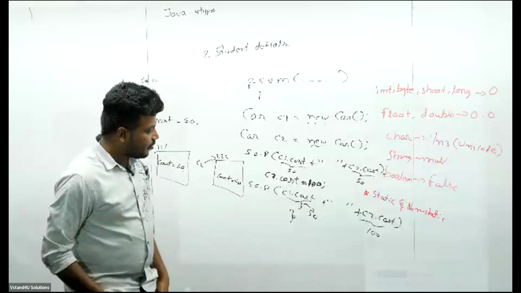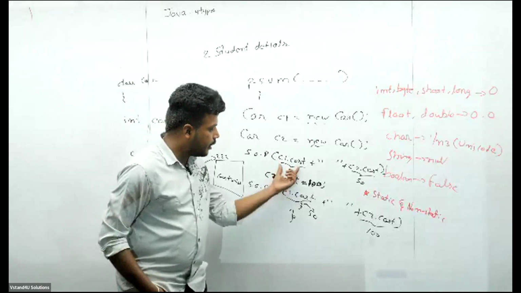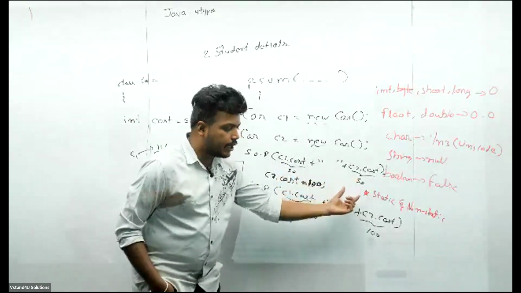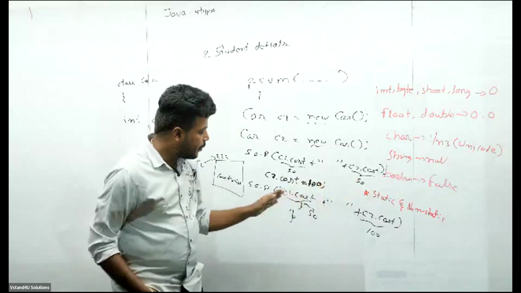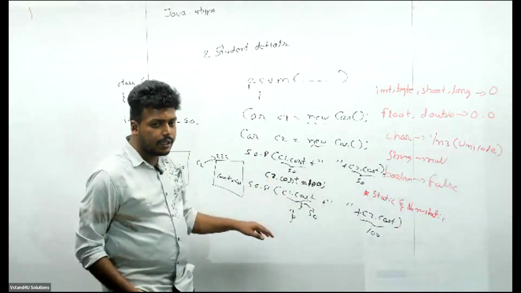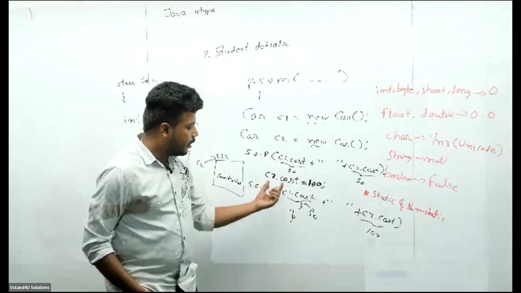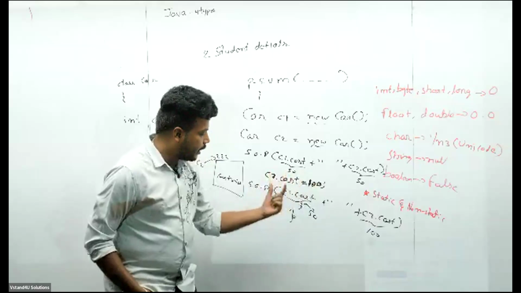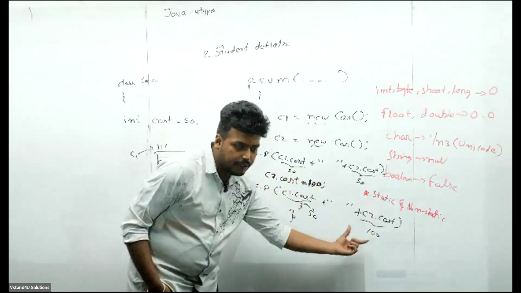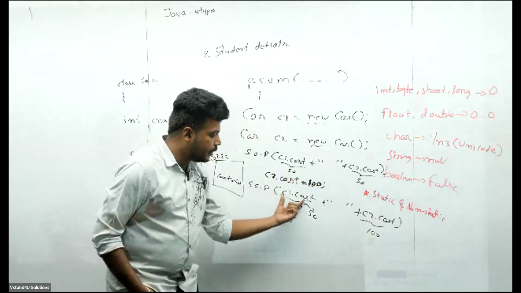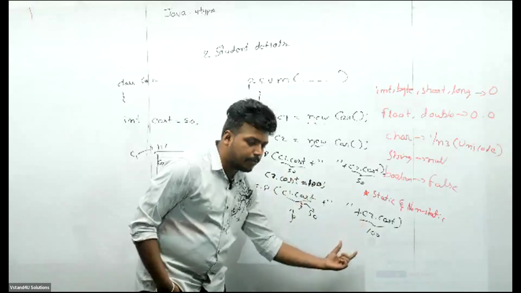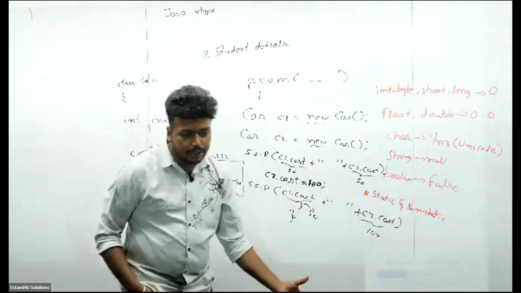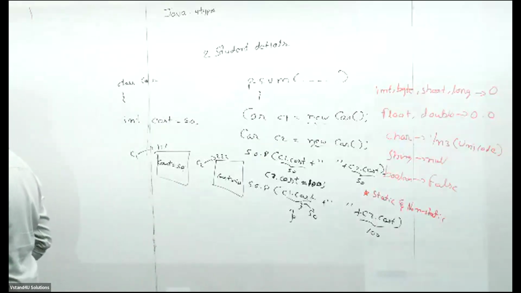Here I need c1 as 50 and c2 as 100. For that sake, I am reinitializing it, giving c2.cost = 100. Then again, if I give the printing statement, the output will be c1 cost 50, c2 cost 100. Understood? Now we have understood.